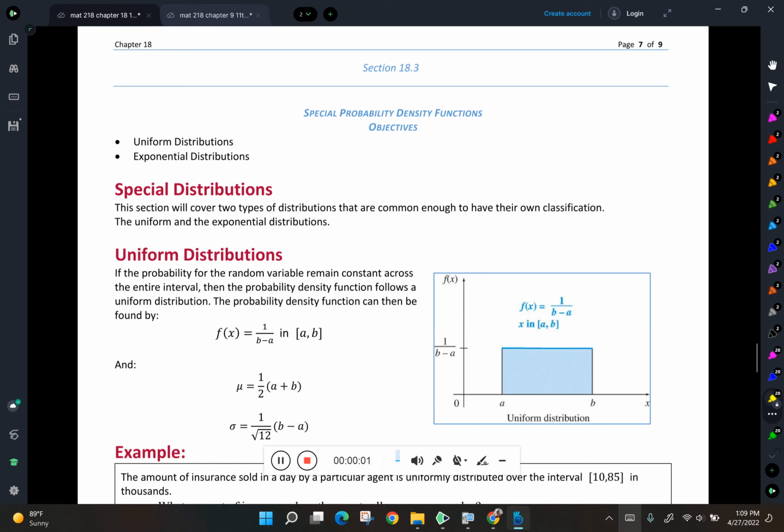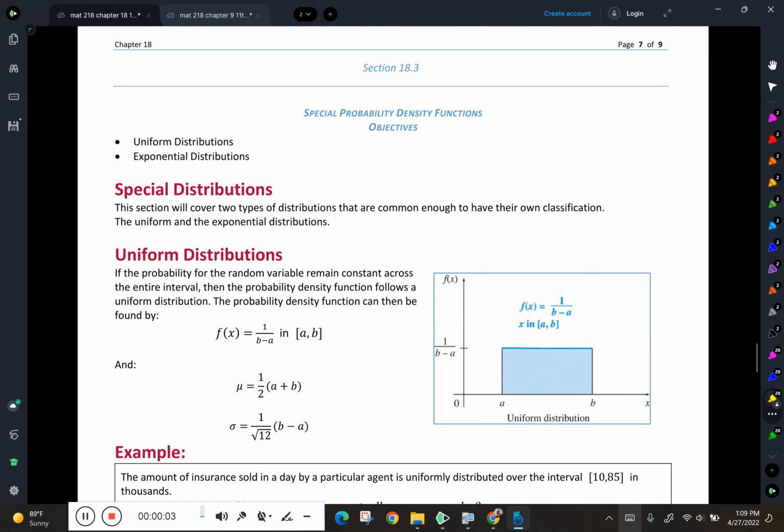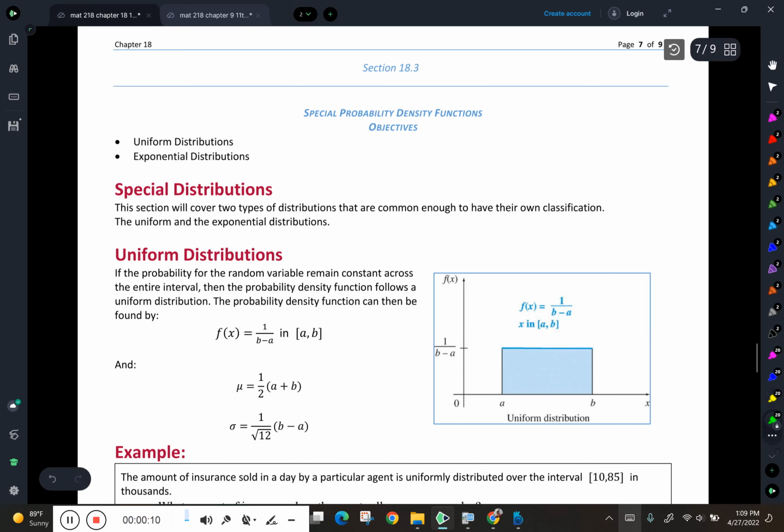All right, so here we go. Section 18.3. The last section in the last chapter for the semester. So when we're done with this one, that's it. All right, section 18.3 is entitled Special Probability Density Functions.